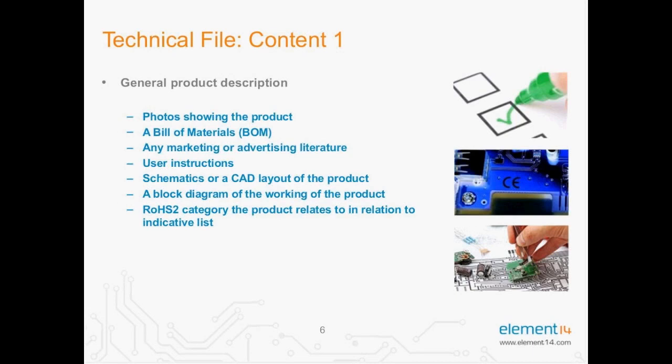You may want to include some marketing or advertising literature, though this isn't necessary for a RoHS technical file. This is because it just helps to identify the product, and if you're producing this literature to go with your product, it may be worthwhile sticking that in there because it's an easy win. Similarly with the user instructions, that can also be a good source of information to describe your product.